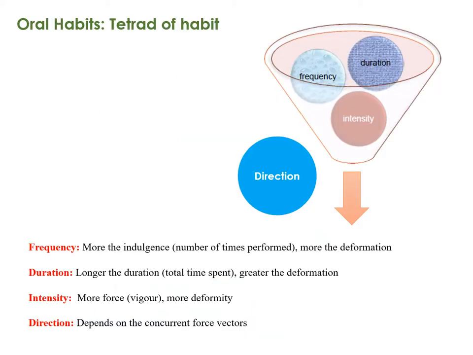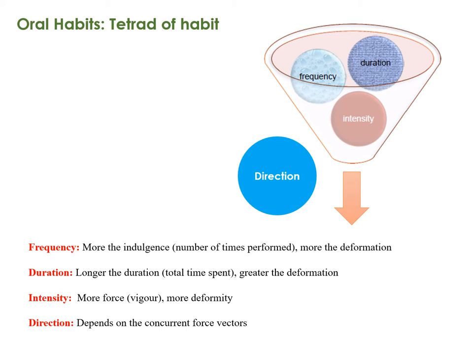So four components make up the tetrad of a habit, which influence the amount of deformity you will see in a particular individual. And these are frequency, duration, intensity, and direction. Frequency is basically the number of times a particular habit is performed. So the more the indulgence, the more the deformation you see. Duration is the total amount of time spent performing a particular habit. So the longer the duration, the greater the deformation.